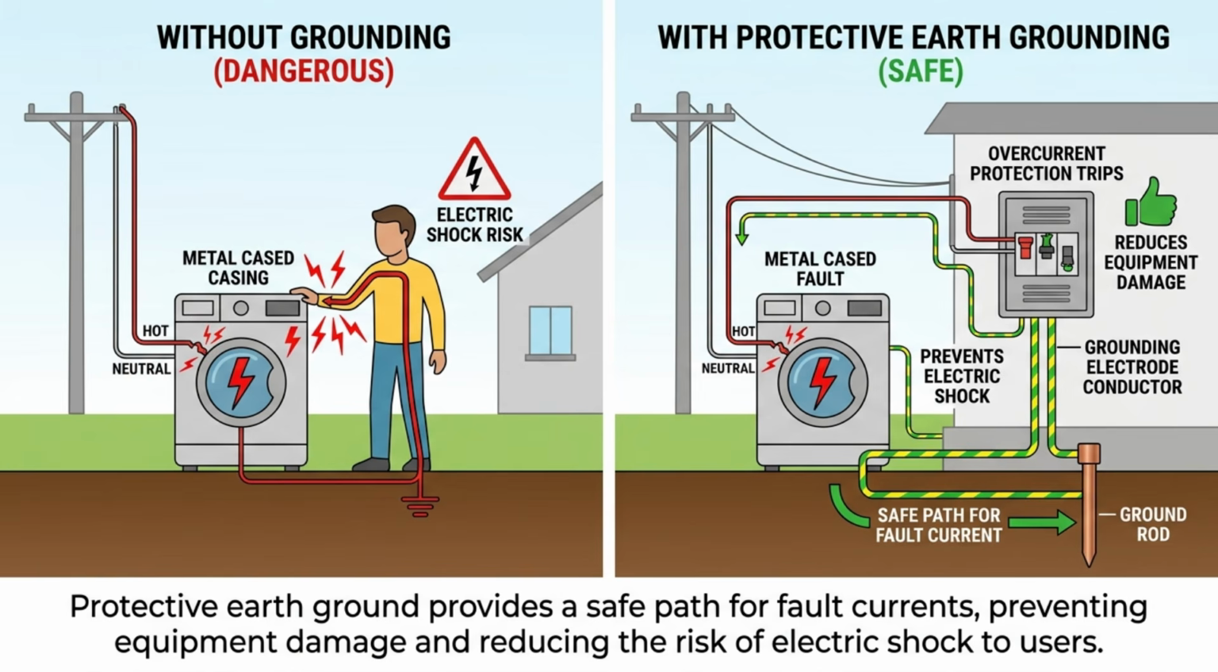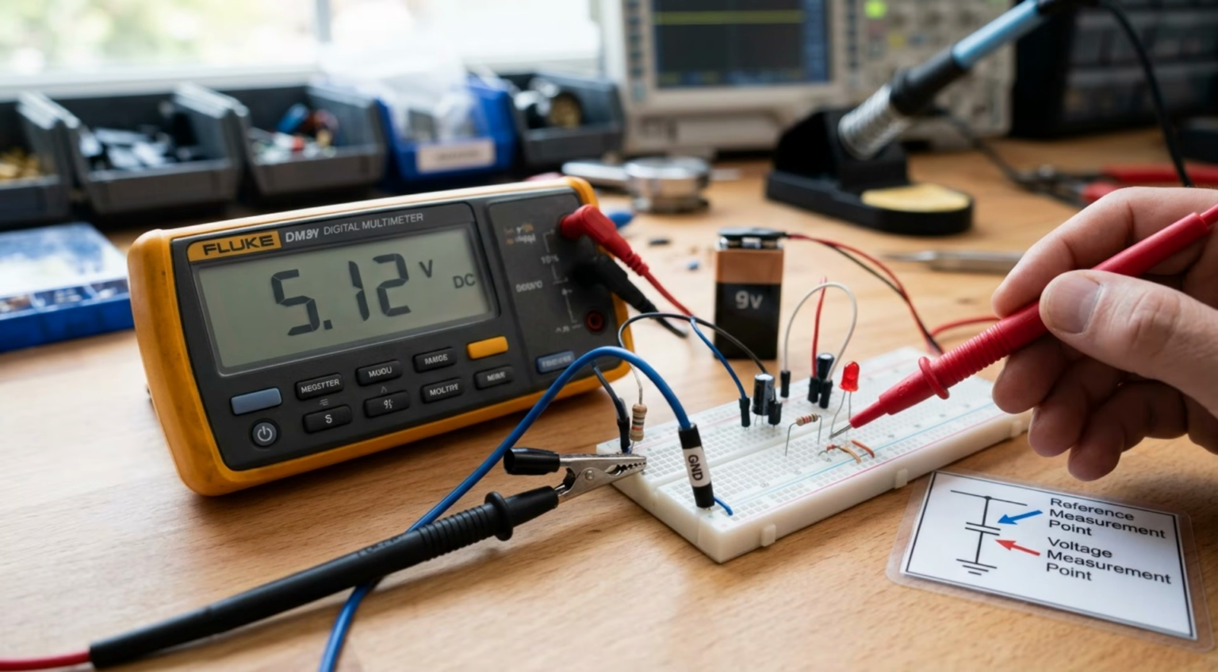Ground is also critical for safety. In power systems, protective earth ground provides a safe path for fault currents. If a dangerous fault occurs, the grounding system helps prevent equipment damage and reduces the risk of electric shock to users. Every time you use a multimeter, you are applying the concept of ground and reference measurement. One probe is connected to a reference point, while the other probe measures voltage relative to that reference. Without a defined reference, the measurement would not provide useful information.